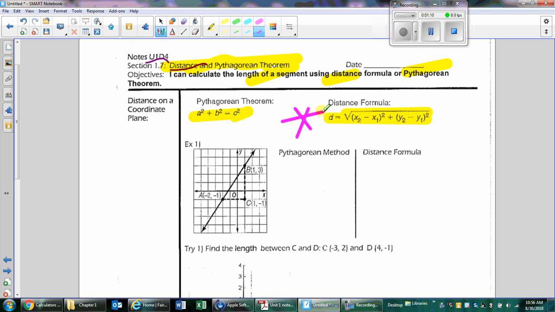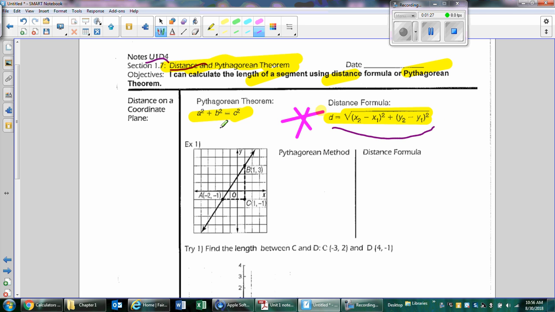Okay, but one thing you guys need to know is you're going to see this over and over again, finding the distance between 2 points. This is unit 1, you'll see it again in unit 3, you'll see it again in unit 4. And this would not be given to you in a formula sheet, so you have to memorize it.